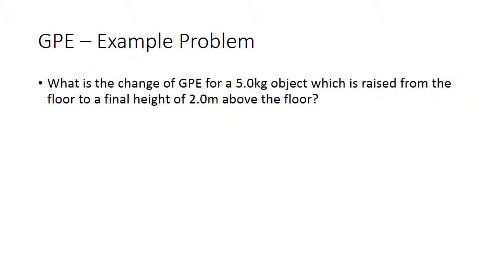Let's try an example problem to calculate the gravitational potential energy. What is the change of GPE for a 5.0 kilogram object which is raised from the floor to a final height of 2.0 meters above the floor? I will let you guys try this problem.